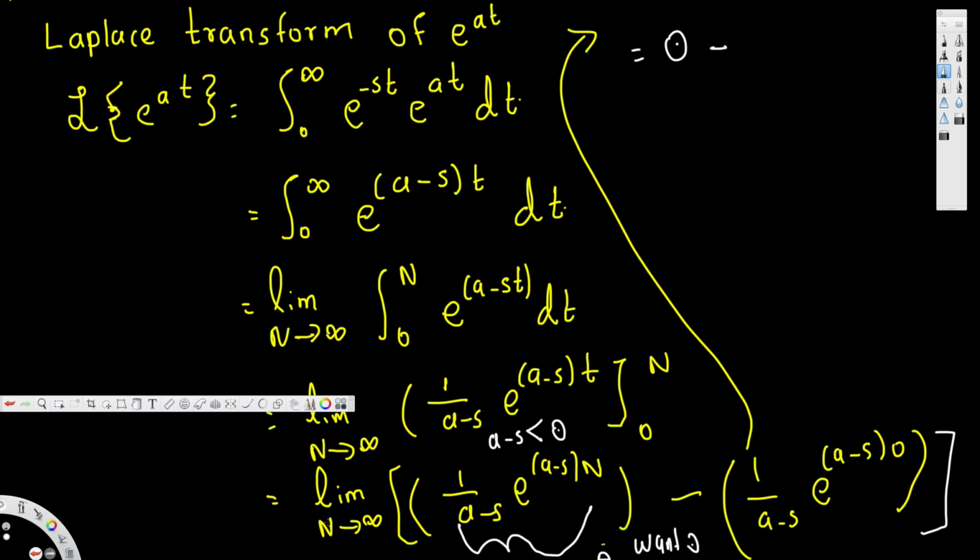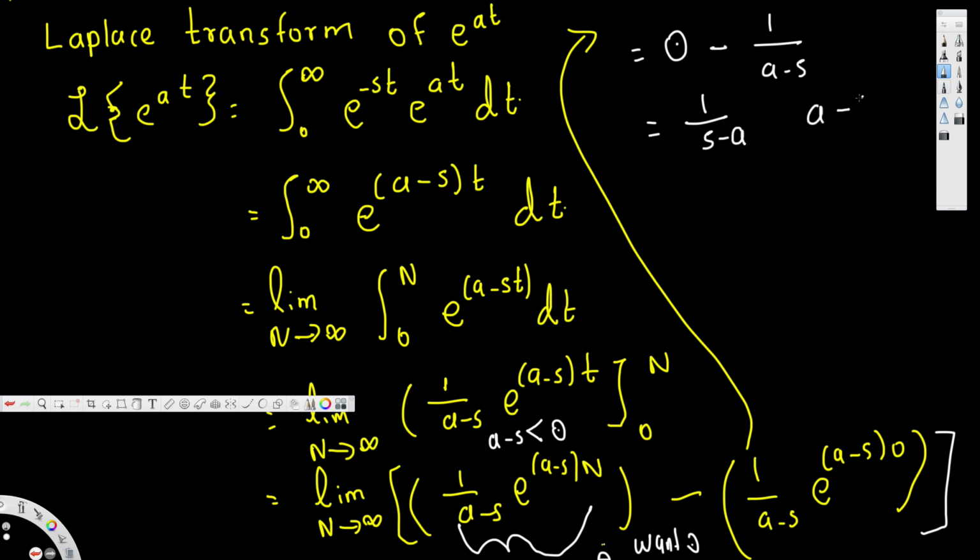Since I applied the infinity, I don't have to put that on anymore. And here we have 0. If you put 0, this e power 0 is just 1. So we will end up with 0 minus 1 over a minus s, because e power a minus s times 0 is e power 0, which is 1. So this is just minus 1 over a minus s, which is 1 over s minus a.